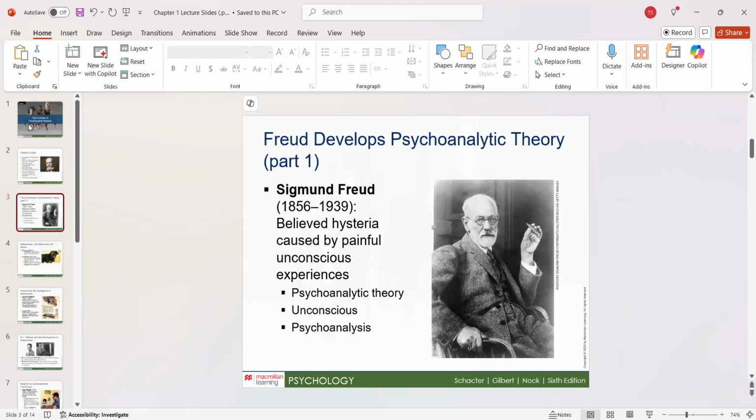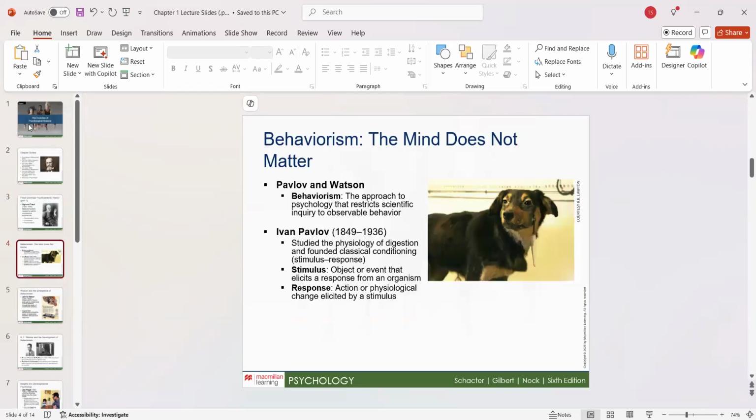And then it kind of went on from there. So then we have something called behaviorism. A lot of people focused on what Freud talked about. A lot of people were interested in the mind, trying to delve into it, trying to break it down, trying to understand it in all possible ways.